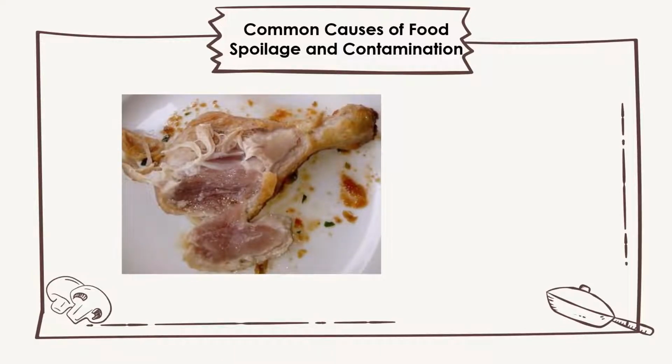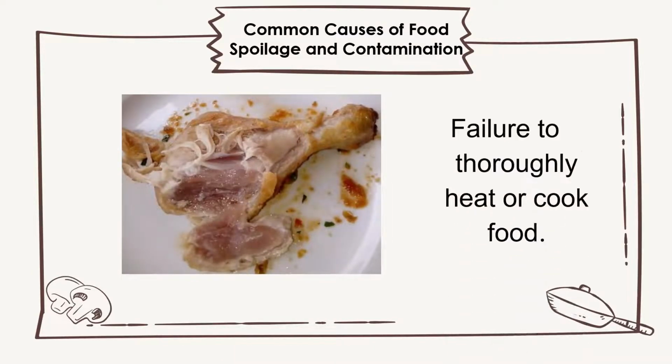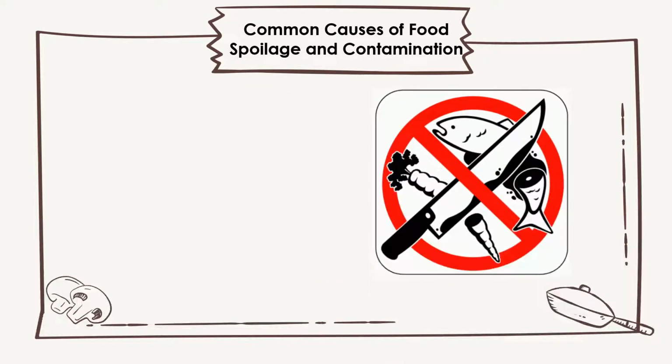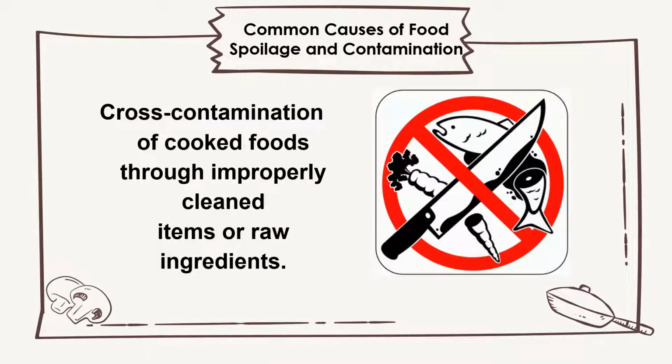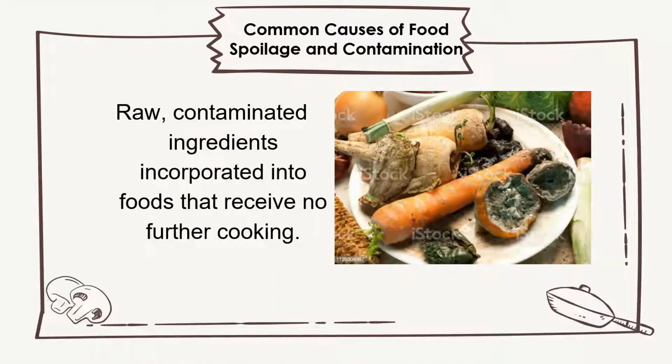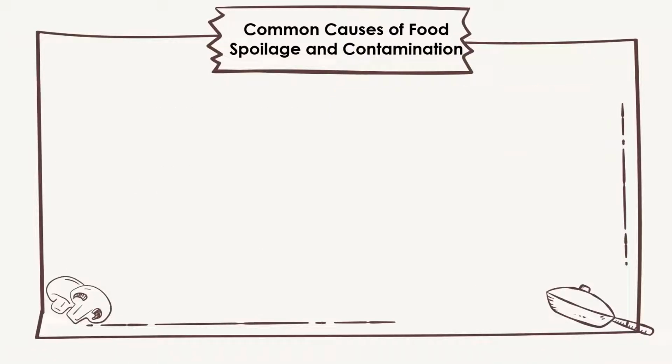This picture is obviously an undercooked chicken. Failure to thoroughly heat or cook our food can cause food contamination. Next, we have the cross-contamination of cooked foods through improperly cleaned items or raw ingredients. Next, we have contaminated ingredients that are incorporated into foods. If that's so, that can cause food spoilage and contamination.